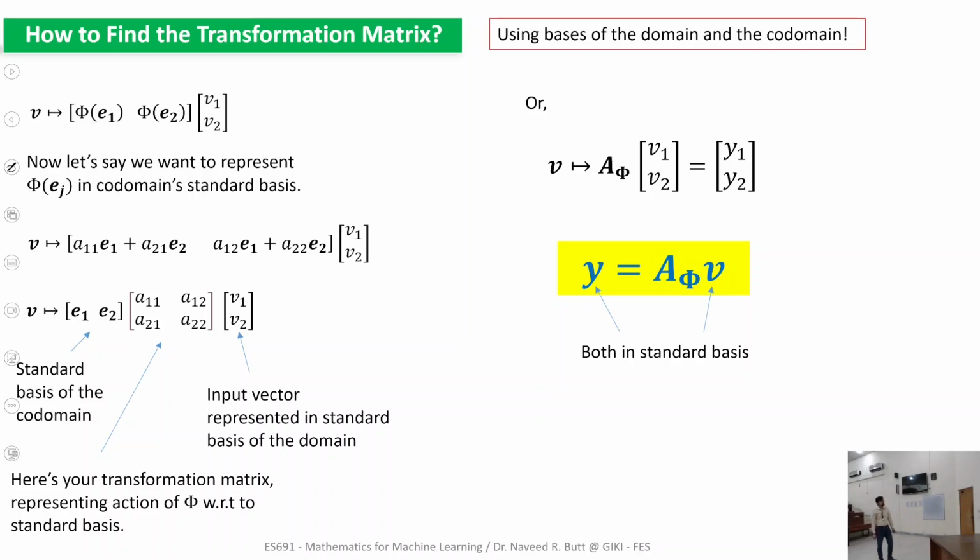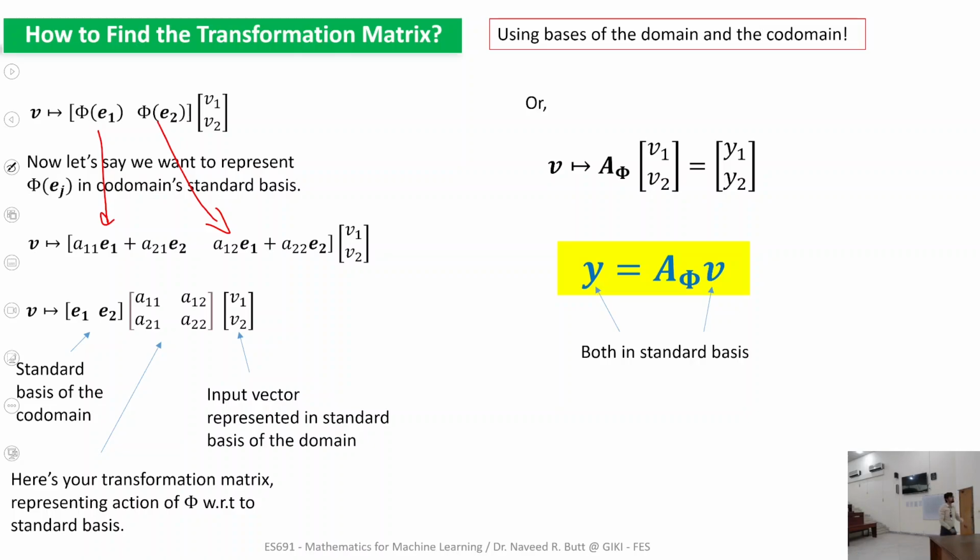Basically you take the bases of your domain, right, apply the transformation on them, phi e1, phi e2, उन पे लगा दी, write them in terms of the basis of the codomain जो कि ये था और ये वाला ये था, and then just shuffle around and you will find your transformation matrix.